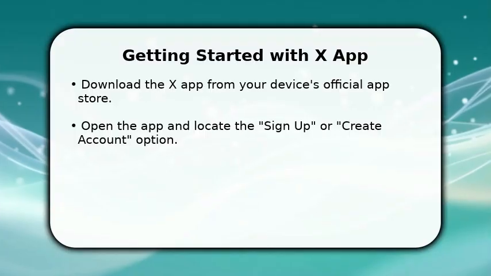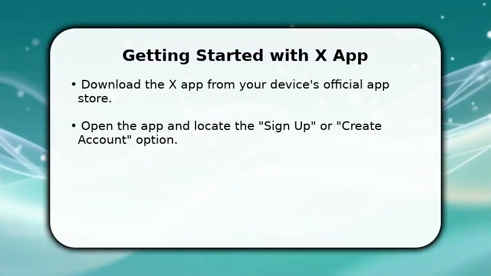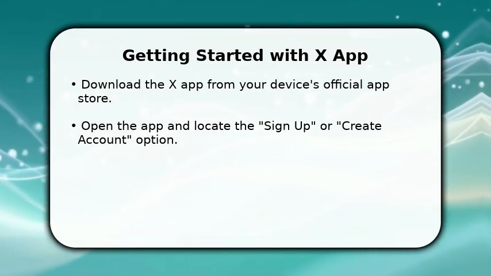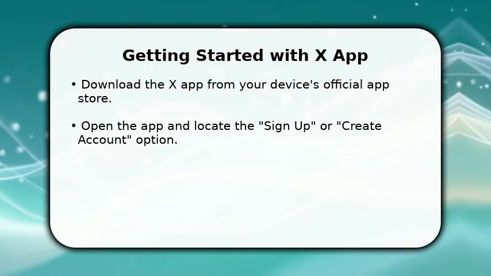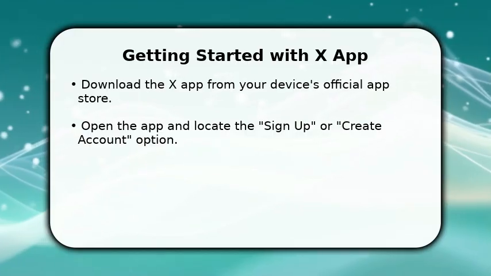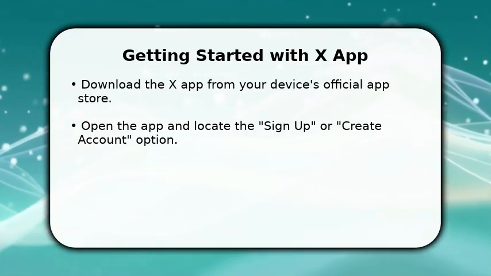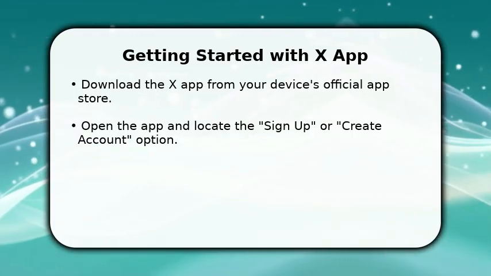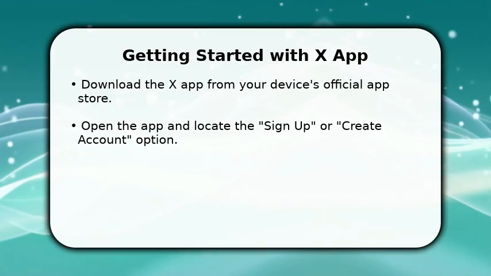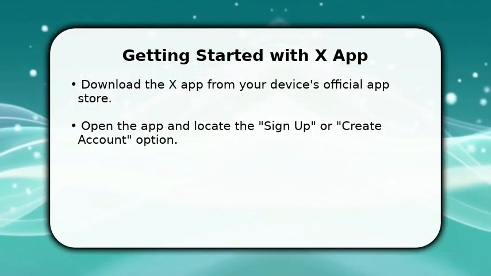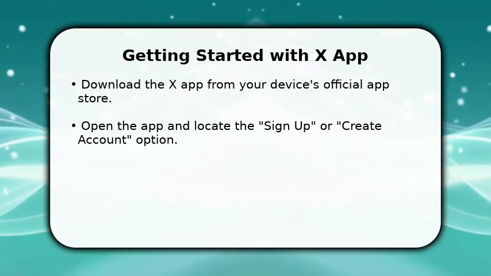Enjoy the video. In this video, I will show you how to sign up for the X app. First, you'll need to download the application from your device's official app store, whether it's the Apple App Store or Google Play. Once downloaded, open the app and look for the prominent Sign Up or Create Account button, usually found on the main screen. This is your initial step towards accessing all the features and benefits the X app offers. It's a quick and straightforward process to get started.